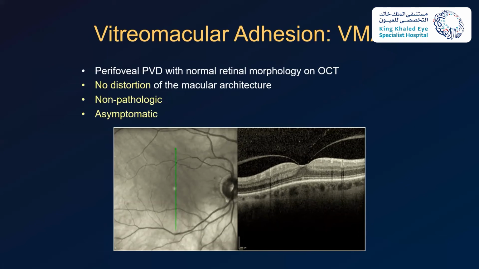You have basically a perifoveal posterior vitreous detachment, which is the cortex. It's detached from the retina, but it's still attached to the fovea. But there's no distortion of the macular anatomy, and the patient doesn't feel it. It's asymptomatic, and therefore it is not pathologic. It's part of aging, and you just have to watch that you don't do anything to that.